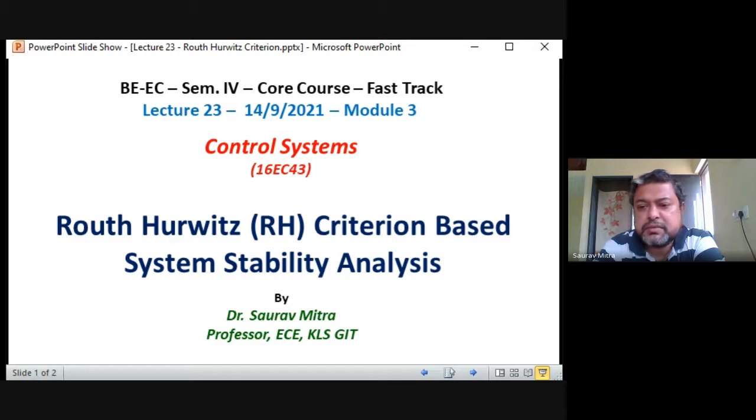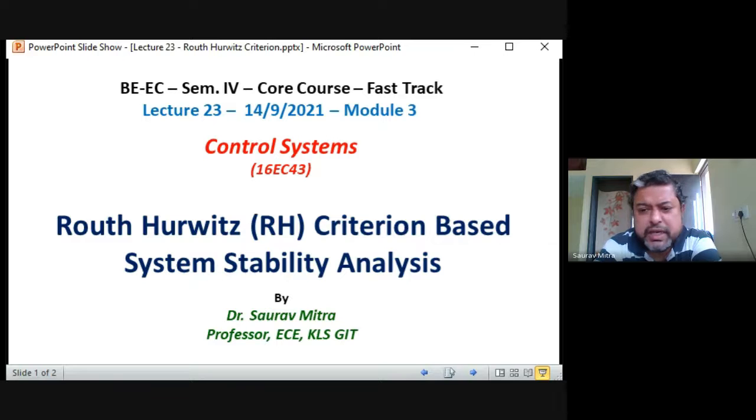So there are three systems: type 0, type 1, type 2, and for each of them we are applying three inputs, that is, unit step input, ramp input, parabolic input. We have to estimate how much is the system error. So after these three topics, there is the pole zero concept, which we can see in the next chapter.